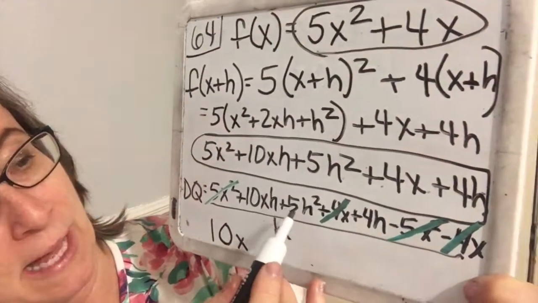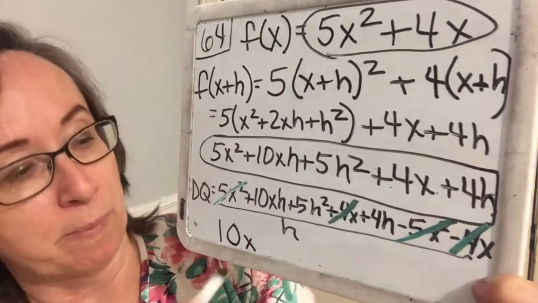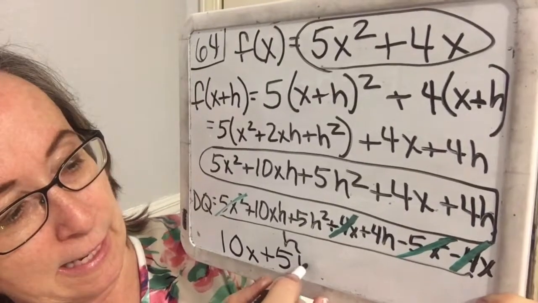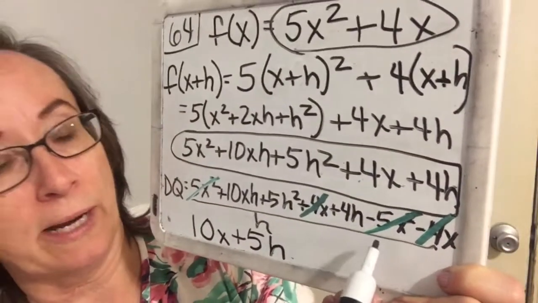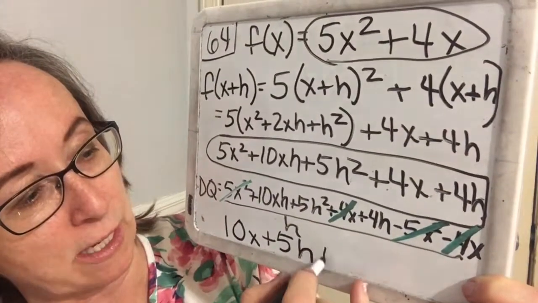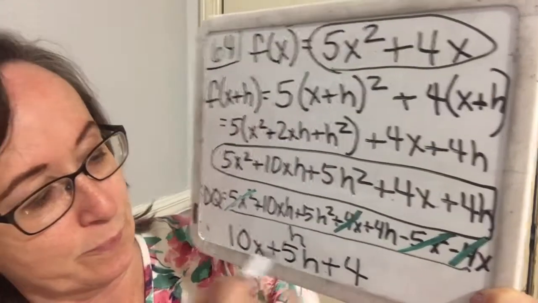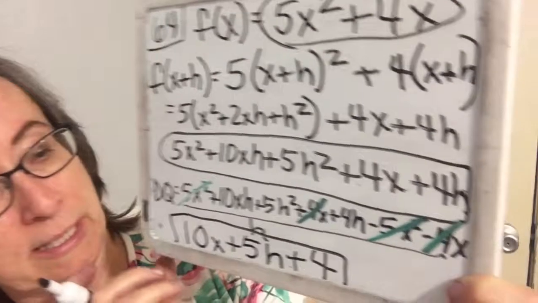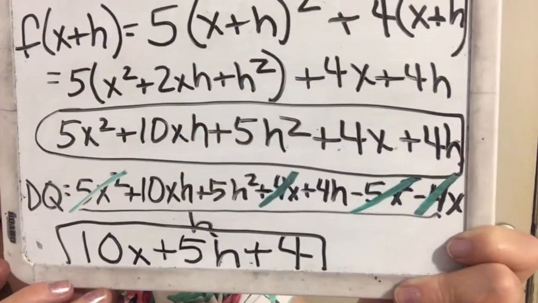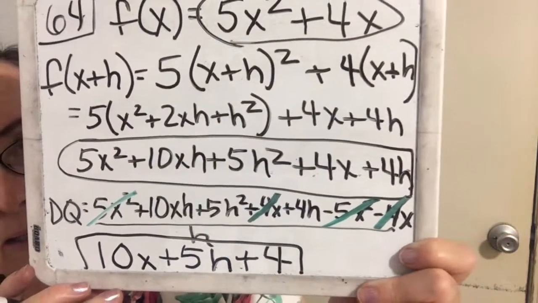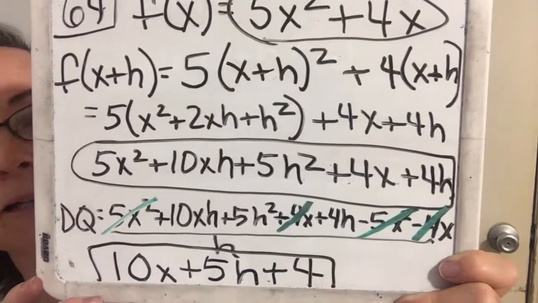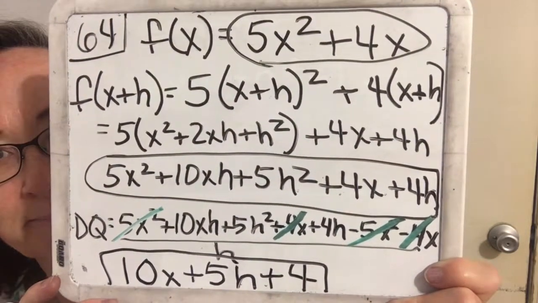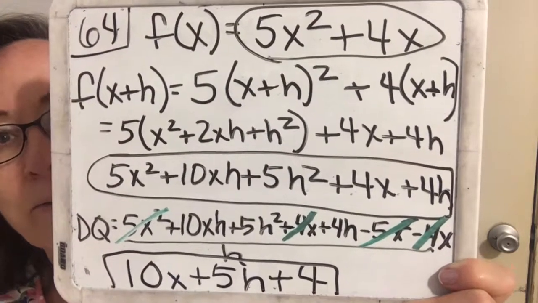I'm left with a 5h squared, but when I divide by h, I'll be left with a 5h. And lastly, I'm left with a 4h, but when I divide by the h, I'll be left with a 4. So the answer simplifies to 10x plus 5h plus 4, which is not too bad considering what it looked like before. That was number 64.